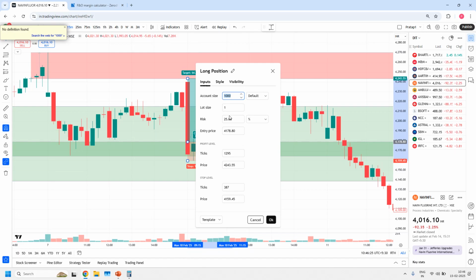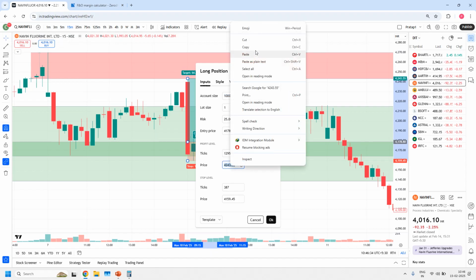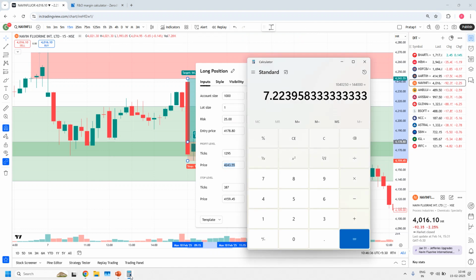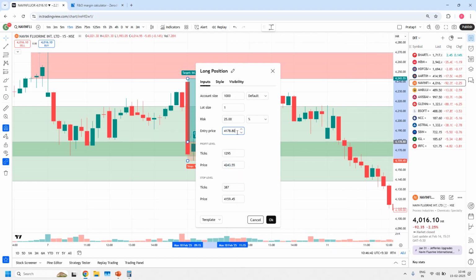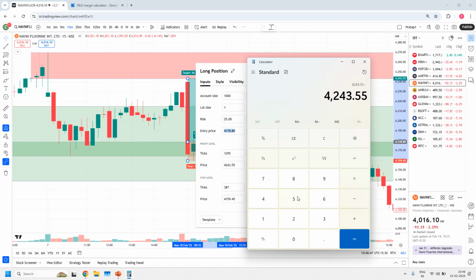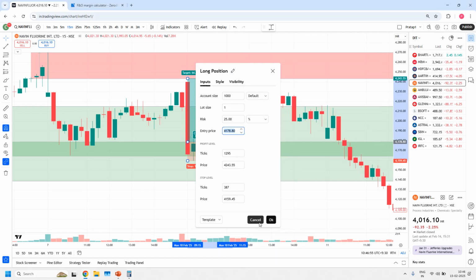Navin Fluorine, what is your target? Target, your profit level, is 4243.55. Let us see approximately. Let us calculate. Minus your entry price, 4178.80 paisa. You got 64 rupees 75 paisa on each share. You would have got this profit from this stock.